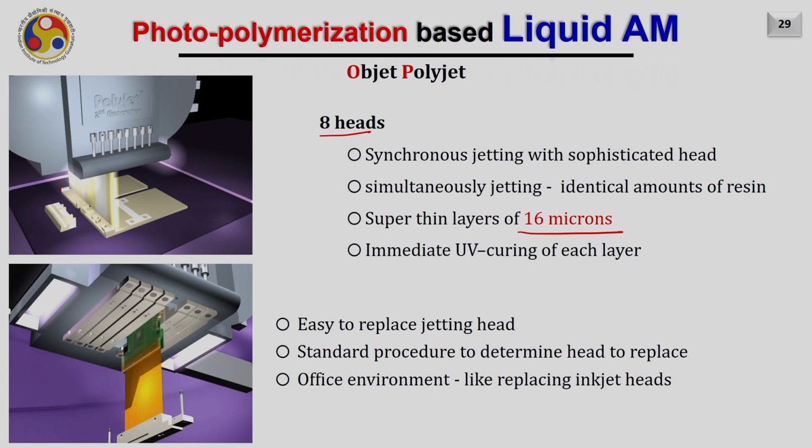If some nozzles are clogged, you can easily replace the particular head. As I mentioned, there are a total of 8 heads in this particular case, 1, 2, 3, 4, 5, 6, 7 and 8. If any one of the heads gets damaged or clogged, it can be easily removed and replaced with a new head. The standard procedure to determine which head to replace is already available. They have some standard images to deposit the material, and if some nozzles in the head are clogged, the material will be missing at those locations.